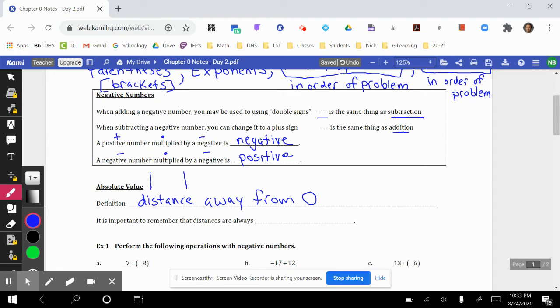You can think of a number line. How far is a number away from 0? That's its absolute value. It is always important to remember that distances are always positive. That means whatever is inside the absolute value is going to turn out to be positive.